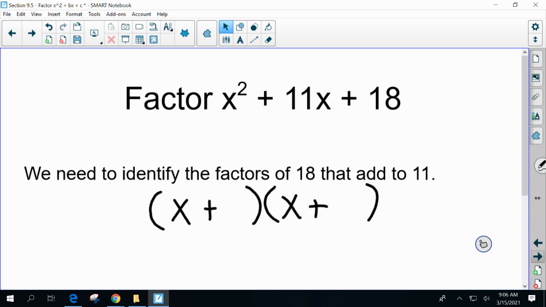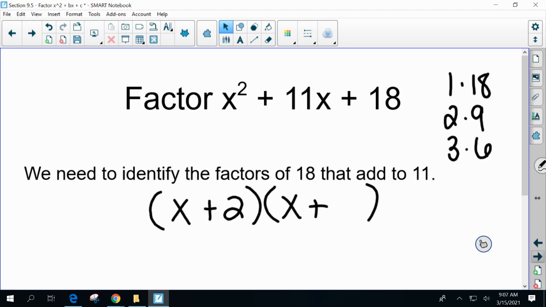Okay, so now I'm looking at factors of 18 that add up to be 11. So if I run through factors of 18, like 1 times 18, 2 times 9, 3 times 6, which group adds to be 11? 2 times 9. And it doesn't matter which order I place them in because they're both positive signs. So I can put 2 and 9 or 9 and 2, and that would equal 11.